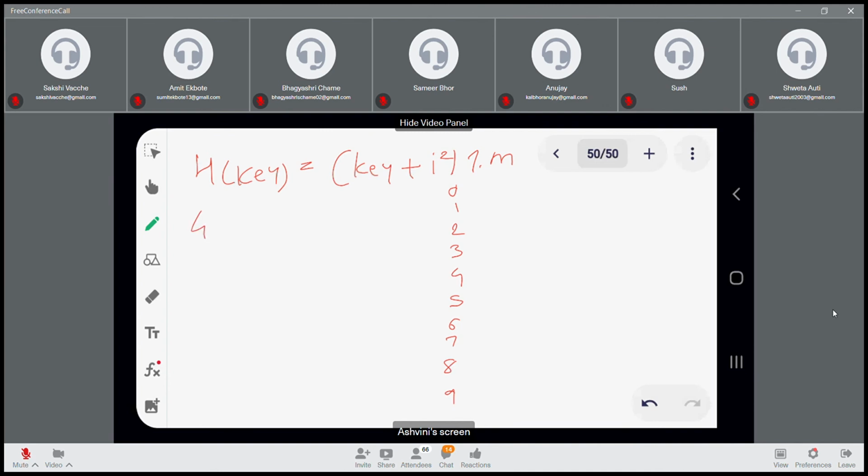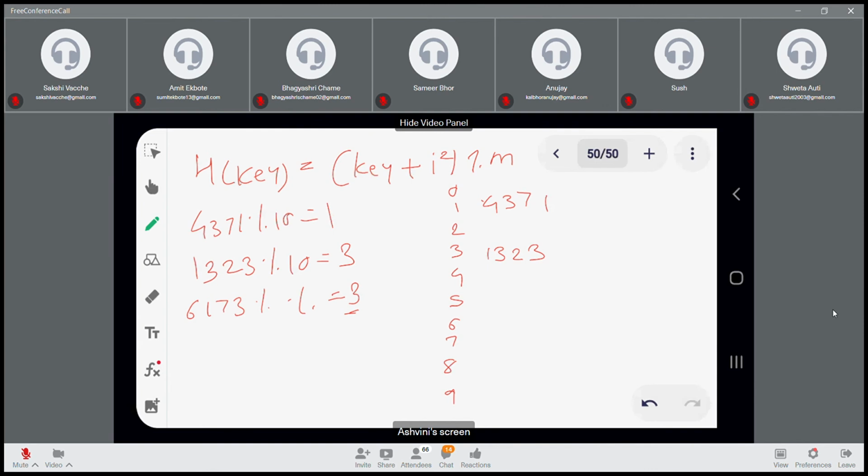Now 4371 mod 10. 1 is empty. So I'm going to place 4371 at index 1. 1323 mod 10 is equal to 3. So 1323 at index 3. Now after that, next number is 6173, which also demands the same index, that is 3.